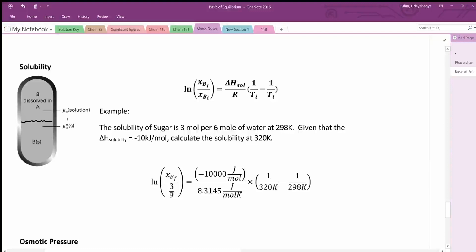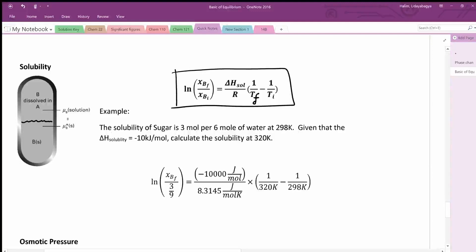If one were to look at the equation, this is the equation that you get. The new mole fraction solubility divided by the initial mole fraction solubility is going to be equal to delta H over R, times 1 over T final, sorry, there's a lot of typos there, minus 1 over T initial.